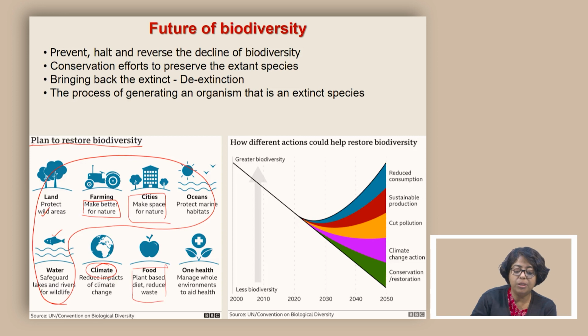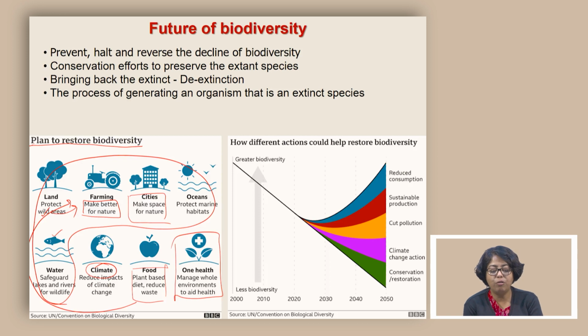The food that we eat, we have to make sure that we are not wasting anything, because wasting means we will again go back and use more land, and use unsafe farming practices to produce more food. And finally, we have to have some way of managing the whole environment to aid health, because once health declines, that will also become very costly for the environment, because again it will mean more land use, more farming, more building of buildings probably.